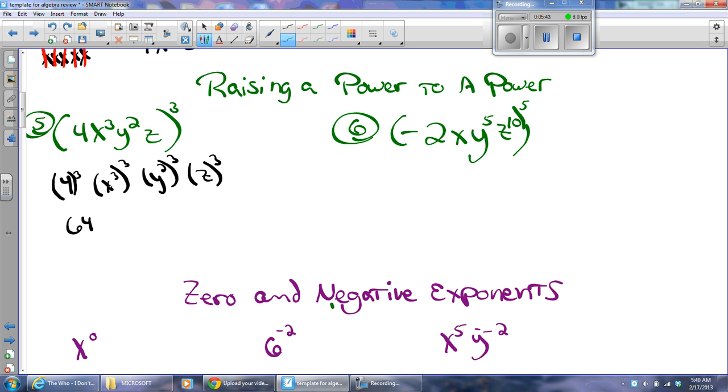Now this part here, x cubed cubed, doesn't that mean that there's an x cubed times an x cubed times an x cubed? Sure does. And wouldn't that mean that there's 9 x's being multiplied? Right? The y squared to the third power is going to be y squared times y squared times y squared. Well, it's going to be y to the 6th.